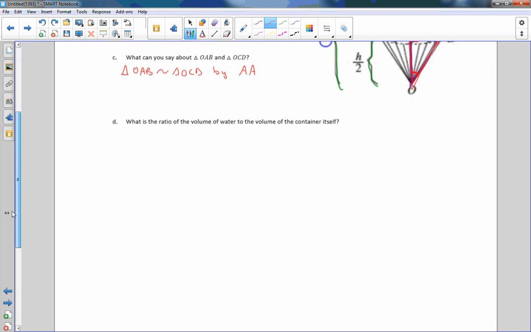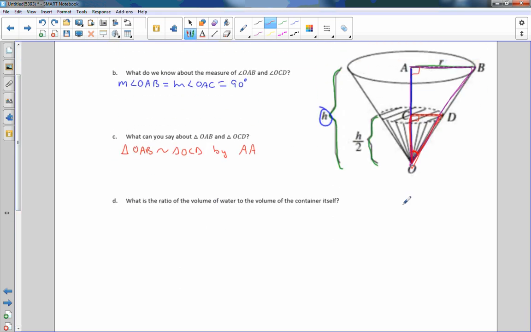Okay, D. It says, what is the ratio of the volume of water to the volume of the container itself? Okay, so when we see the word ratio, well, ratio means a comparison of two things. So I want to compare things. So AB is a radius, CD is a radius of the surface of the water. So I would say AB is to CD as, and AO is a height and CO is a height. So AO is to the length of CO.